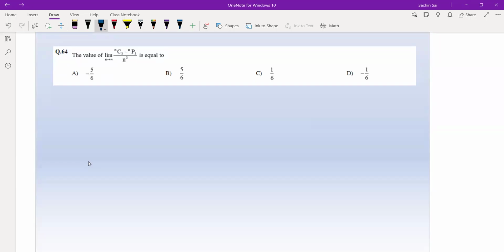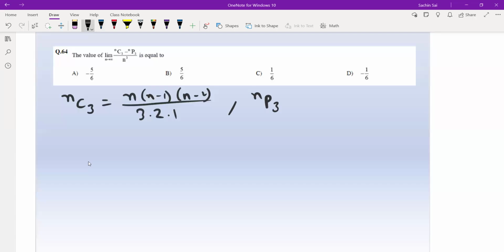Question 64. Limit n tends to infinity, NC3 minus NP3 by n cube. Right. So what is the shortcut to expand NC3? It is n into n minus 1 into n minus 2 by 3 into 2 into 1. Because it is NC3, you write down 3 terms in the numerator, 3 factorial in the denominator. Whereas NP3 is simply n into n minus 1 into n minus 2.